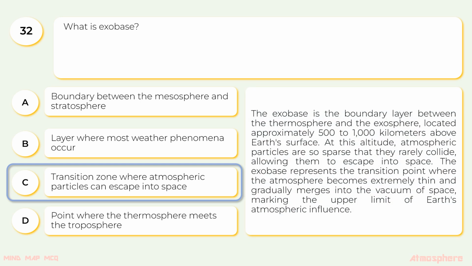The exobase is the boundary layer between thermosphere and exosphere, located approximately 500 to 1000 kilometers above Earth's surface. At this altitude, atmospheric particles are so sparse that they rarely collide, allowing them to escape into space. The exobase represents the transition point where the atmosphere becomes extremely thin and gradually merges into the vacuum of space, marking the upper limit of Earth's atmospheric influence.